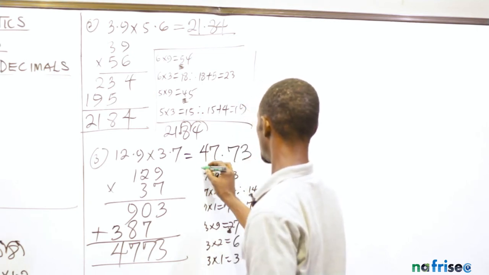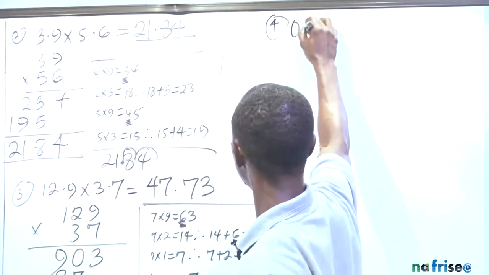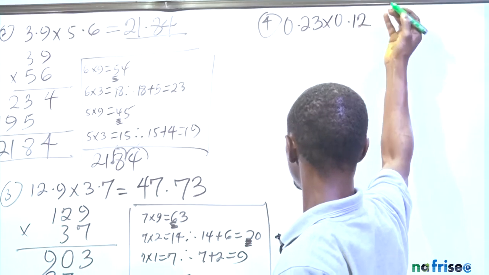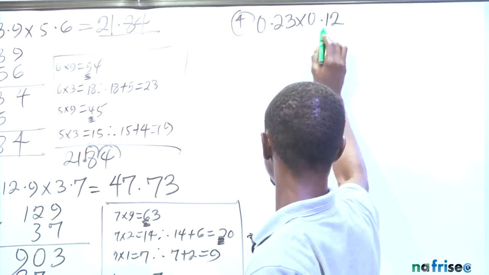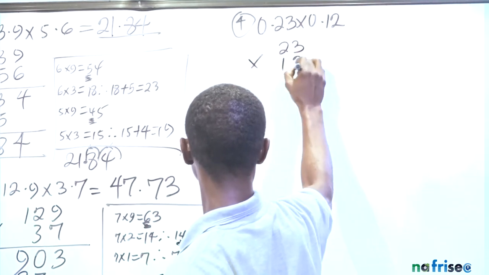47.73 as your answer. Now, we go straight to number 4. For number 4, we have 0.23 times 0.12. How many decimal places? 1, 2. Another one, 1, 2. That's 4. So we take it as 23 times 12.